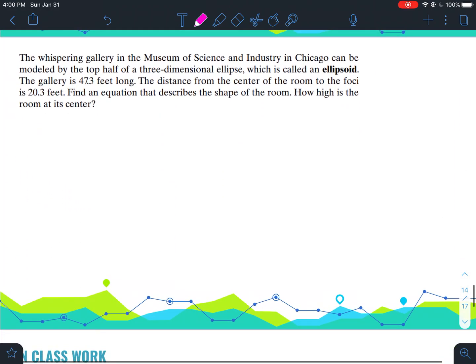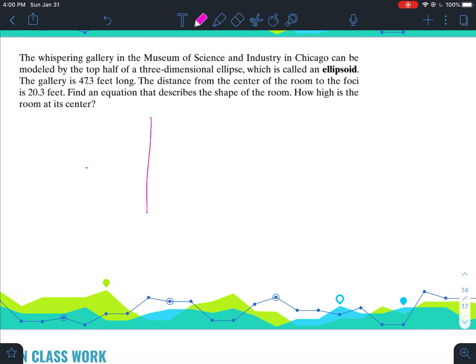All right. The Whispering Gallery in the Museum of Science and Industry in Chicago can be modeled by the top half of a 3-dimensional ellipse, which is called an ellipsoid. The gallery is 47.3 feet long. The distance from the center of the room to the foci is 20.3 feet. Find an equation that describes the shape of the room. How high is the room at its center?